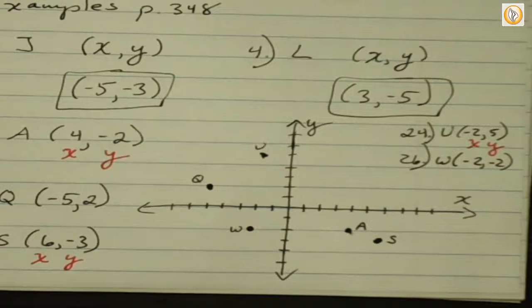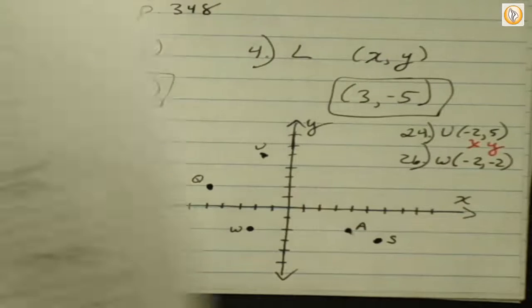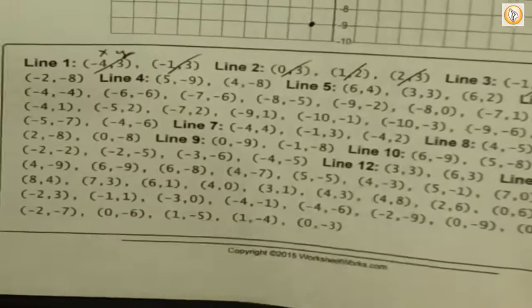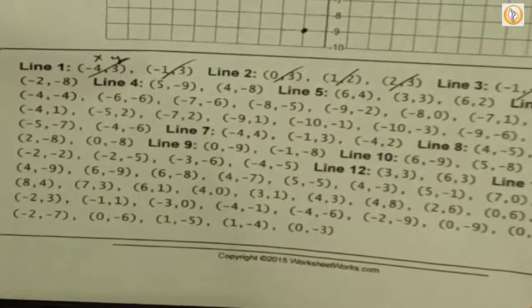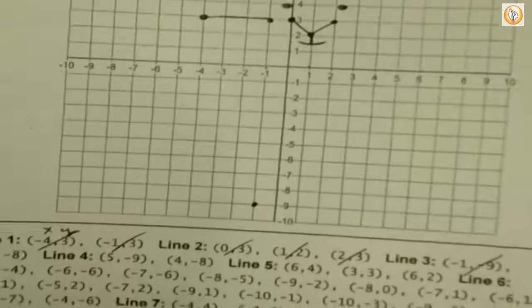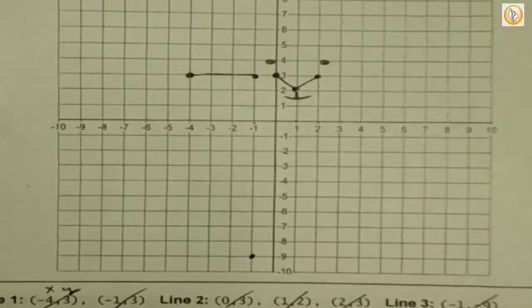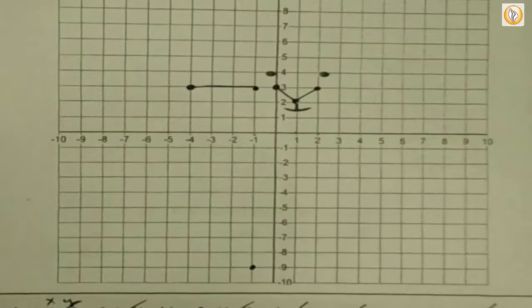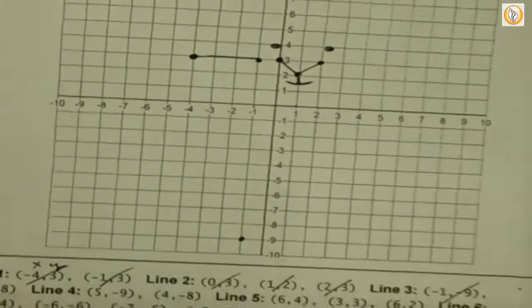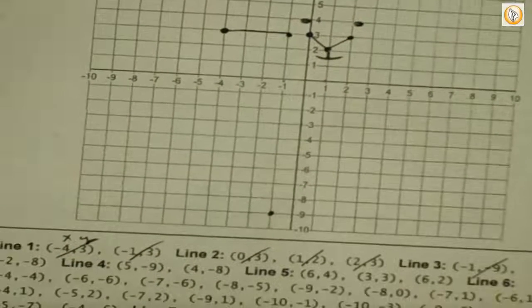Okay. You're going to do coordinate pictures. You're going to have a list of ordered pairs, and you're going to plot them to figure out what the mystery picture is. Looks like an animal of some sort. This one is. Now, look at how you do them.